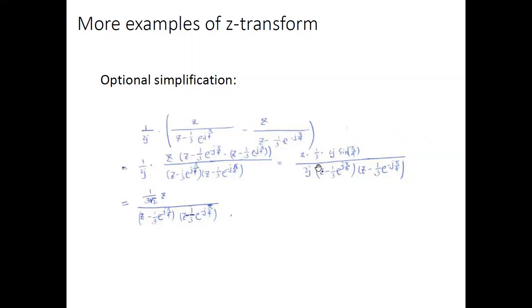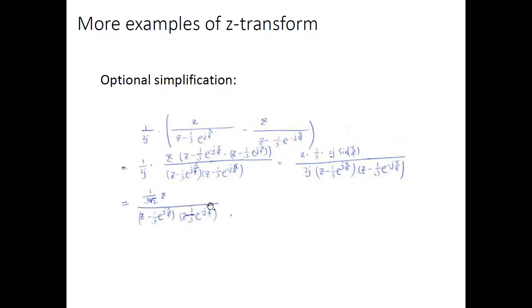Canceling out relevant terms, we have a single term of z with this coefficient on the numerator. We can eliminate the common factors, and this is the result. After this simplification, the structure of the result is clearer.